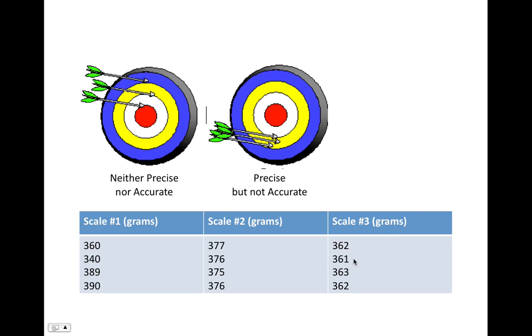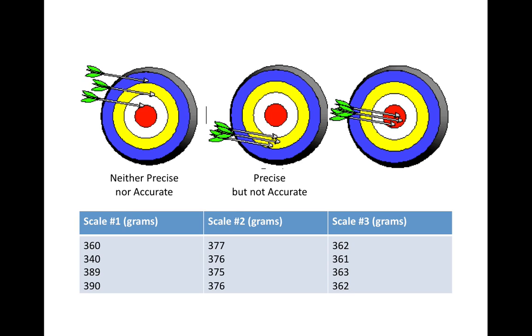Over here, we have scale number 3: 362, 361, 363. Hey, that's how much ours weighs. And 362. So this one is both precise and accurate.